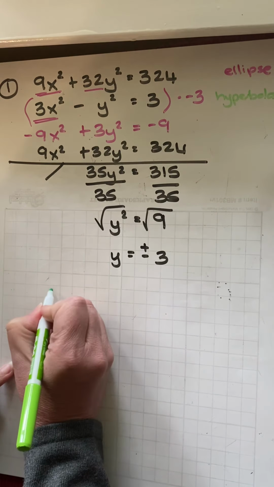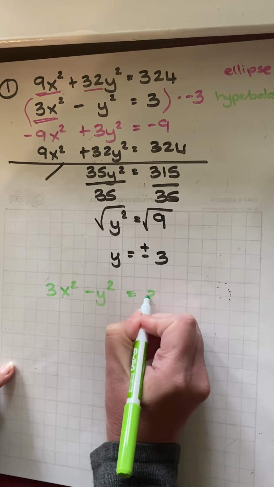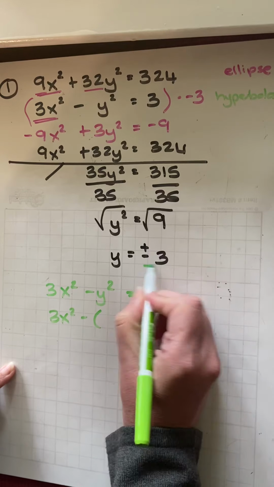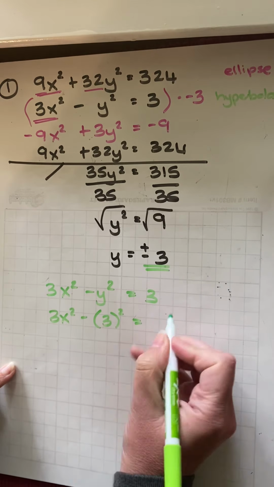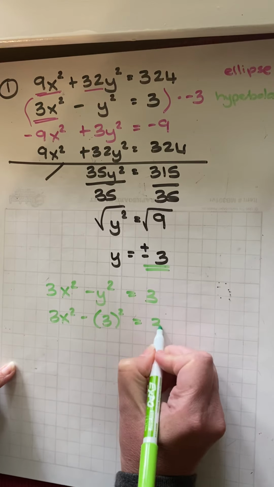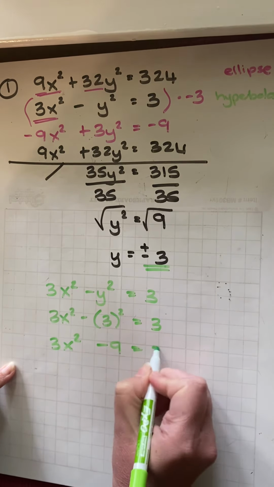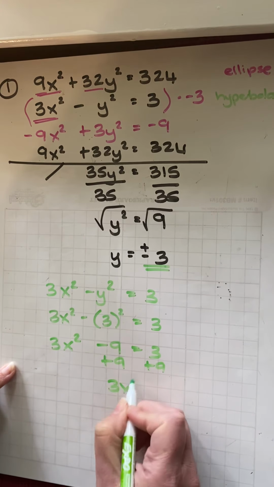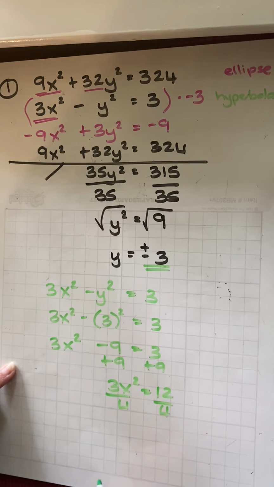I'm going to put it into 3x squared minus y squared equals 3, and you're going to need to substitute both of those y values in here. It turns out that no matter whether you put in a 3 here or a -3, it's going to give you the same thing. That would give you 9. And then you're going to just solve this equation.